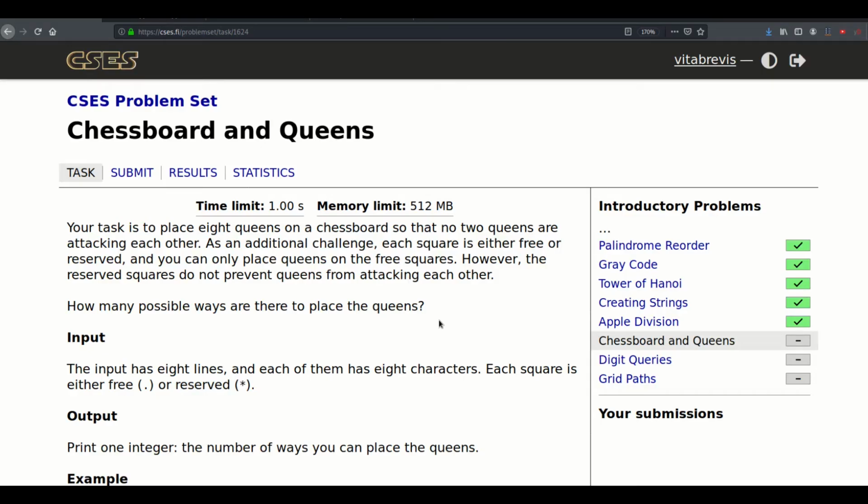Today we will be solving this problem called chessboard and queens. Our task is to place 8 queens on the chessboard so that no queens are attacking each other. As an additional challenge, each square is either free or reserved, and you can only place queens on the free squares. However, the reserved squares do not prevent queens from attacking each other. How many possible ways are there to place the queens?